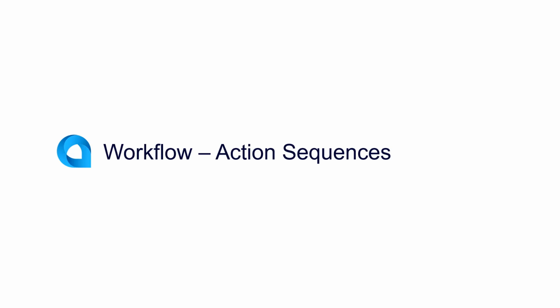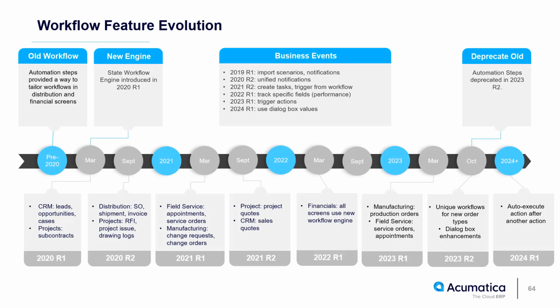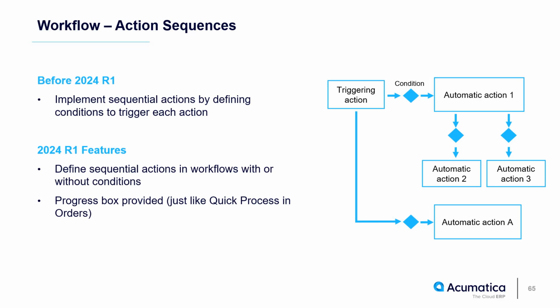Action sequences and workflow. Workflow is a key part of how Acumatica empowers business process experts to tailor the system without coding. In 24R1, we introduced the ability to automatically execute an action after another is triggered. Before 24R1, you needed to define conditions for sequential actions. This was not as efficient processing-wise and was complex to configure. Now sequences can run sequentially with or without conditions. I'll demonstrate with an example.